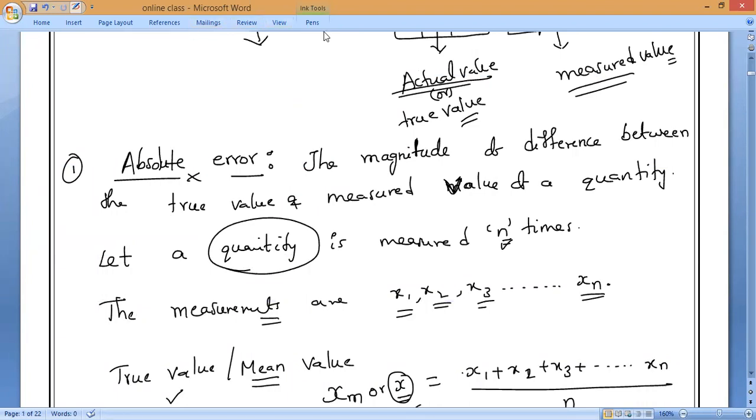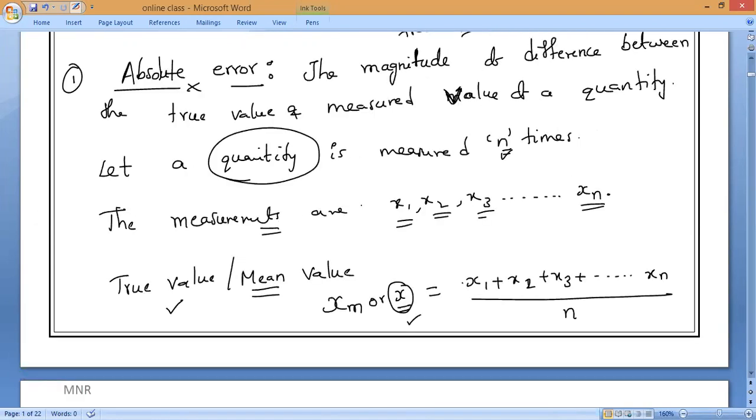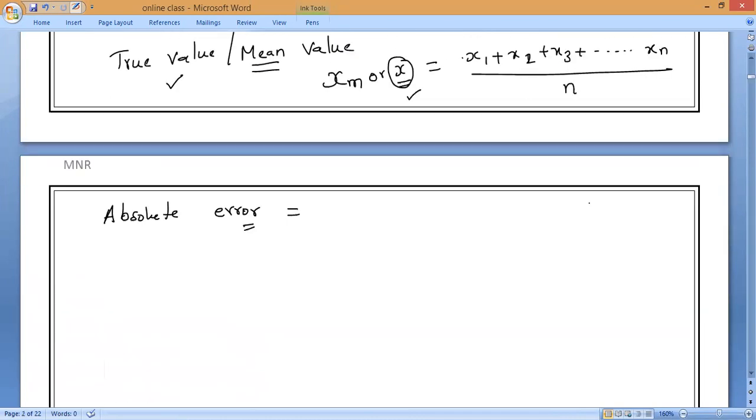Read the definition of absolute error. It is the difference between the true value and the measured value of a quantity. What are the measured values? x1, x2, x3 up to xn are the measured values. Now to obtain the absolute error, delta x1 is equal to the true value minus the measured value, that gives the error. Delta represents error. So the change, true value minus measured value, is what is called the error.